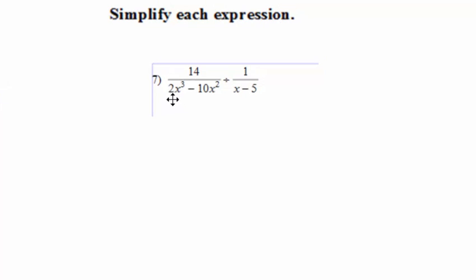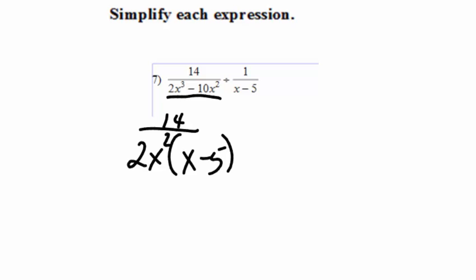All right, so starting with problem 7 now. The second you start looking at these kinds of problems, what you want to think about is, can I factor any piece of it before I really get started? Well, I can factor the bottom here. If I want to pull out a 2 and an x squared out of the bottom, I'm going to leave the top alone.